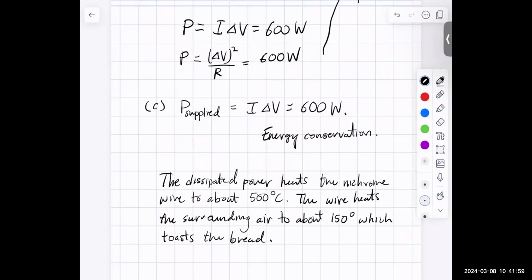Yeah, like electrical heating is always going to be about this dissipated power. Like in my house, I have these electric baseboard heaters. It's the exact same. Yeah.